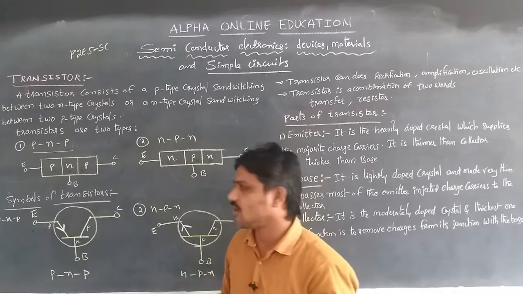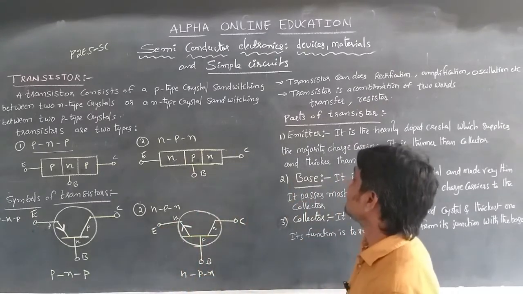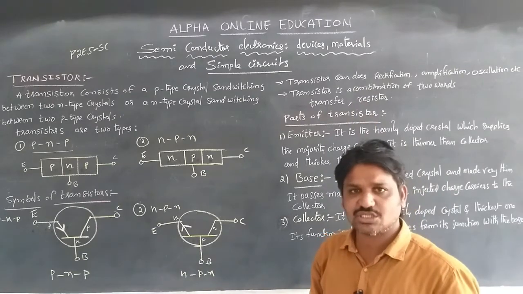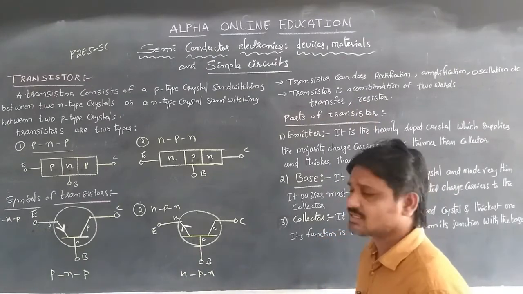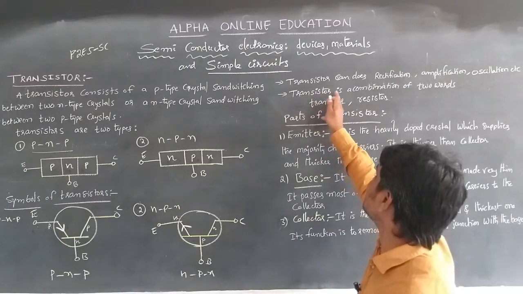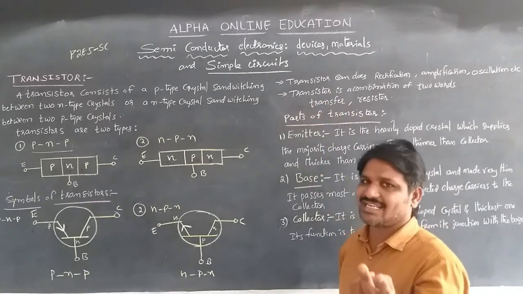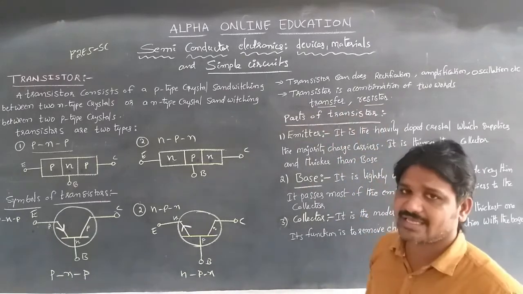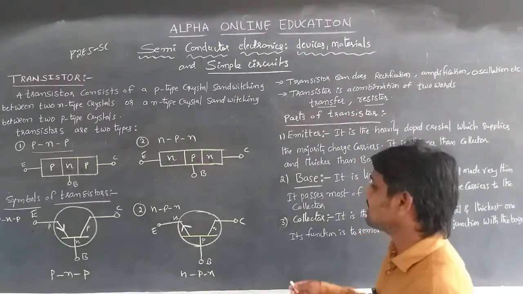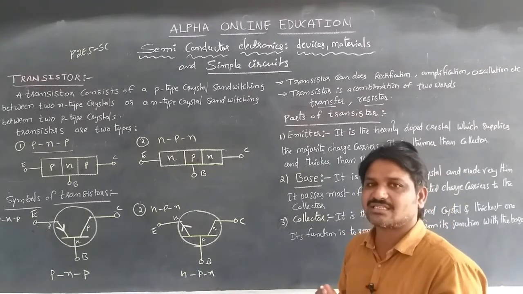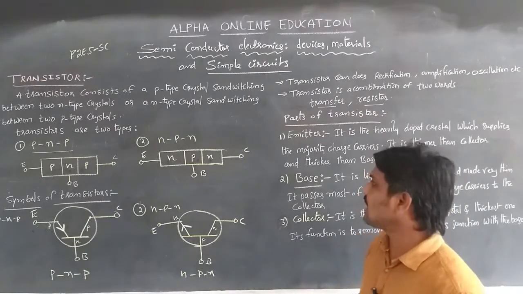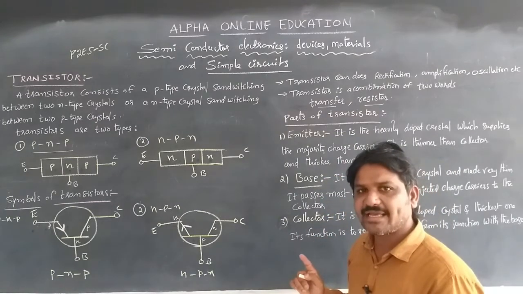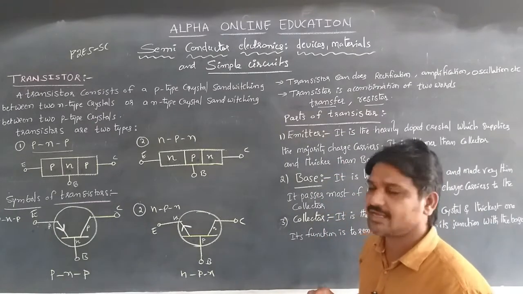Why? Because the transistor can do rectification, amplification, and oscillation also. We already discussed that. Also, transistor is a combination of two words, transfer and resistor. So the transfer happens from emitter. The transistor consists of three parts. Those are emitter, base, collector.